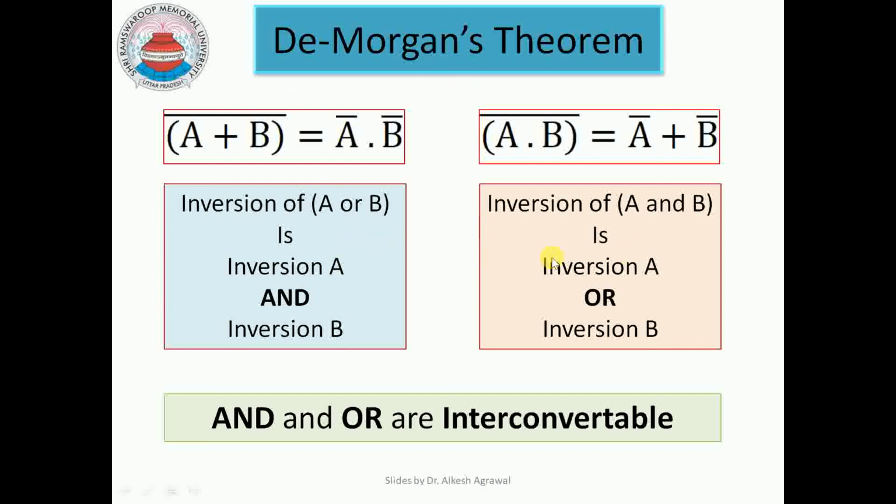We'll discuss later on. And this is another theorem, which is that inversion of A and B is equivalent to inversion of A or inversion of B. So you can see both are again complementary, that is AND and OR are convertible. That is, here this OR operation is converted into AND operation, and here AND operation is converted into OR operation. So these are De Morgan's theorem.